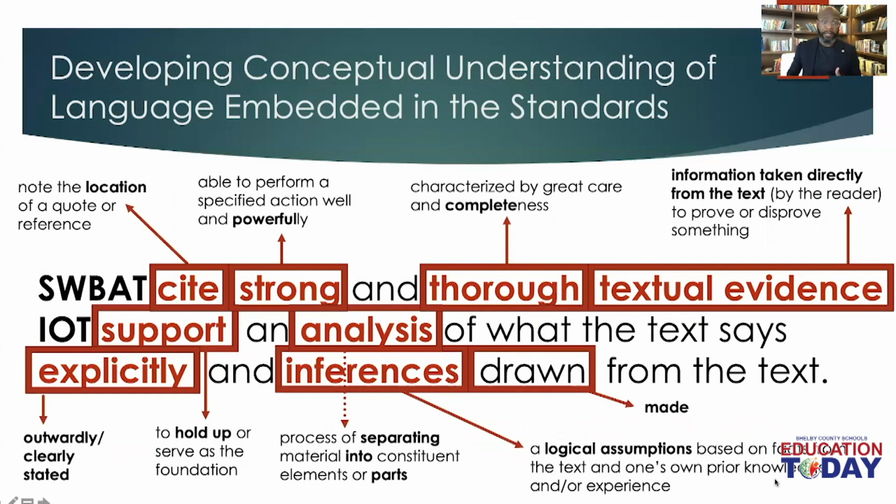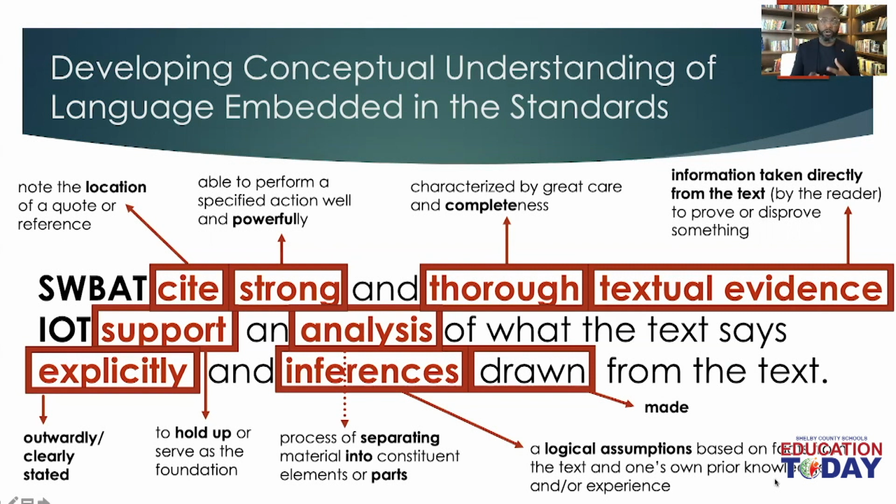So solid instruction really always begins with a learning target, and in this case, a performance-based objective. So for ELA, if we want children to cite strong and thorough textual evidence in order to support an analysis of what the text says explicitly, as well as inferences drawn from the text, we really have to make certain that children understand that cite means the location of the textual evidence in the text. They understand strong textual evidence is powerful, thorough textual evidence is complete, that textual evidence itself is information taken directly from the text, and so forth and so on.